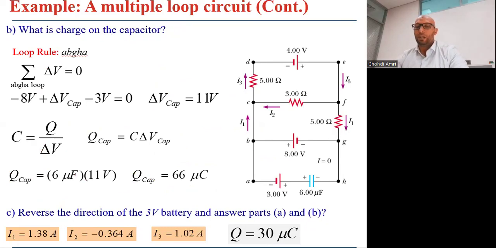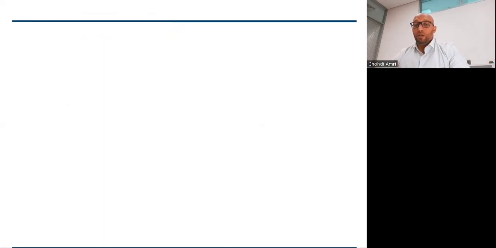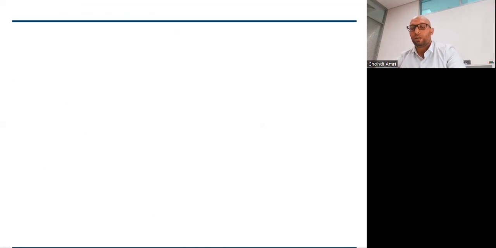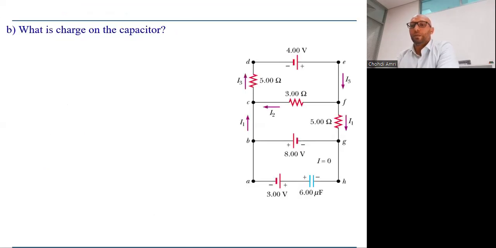The capacitor is connected in the lower loop. So now we will work on the lower loop. As you know, here we have no current. Why don't we have any current? Because if the capacitor is fully charged, in this case, it will work as an open circuit, and the current will be equal to 0.